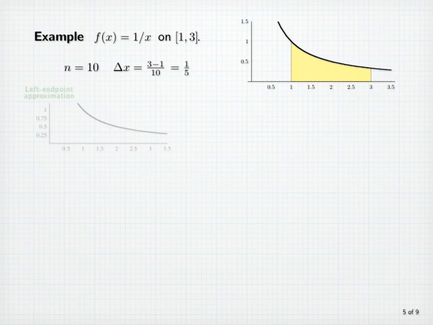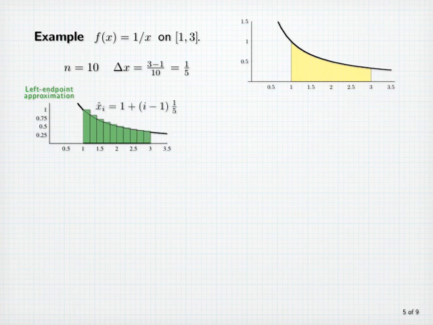To compute the left endpoint approximation with n equals 10, we'll note that x hat sub i should be 1 plus (i minus 1) times 1/5. So our sum, S10, is the sum from i equals 1 to 10 of f of x hat sub i times 1/5. Notice that multiplying the denominators in the summand results in the sum from i equals 1 to 10 of 1 over (5 plus i minus 1).